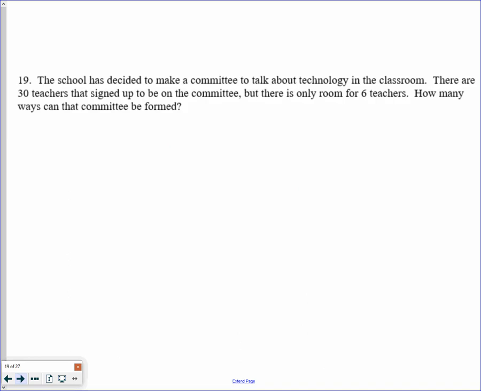School has decided to make a committee to talk to the technology classroom. There are 30 teachers that are assigned up to be on the committee, but there's only room for 6. This is a combination since it's a committee.